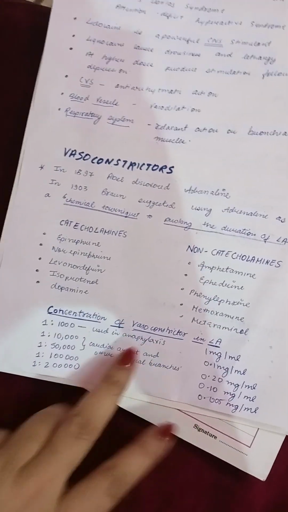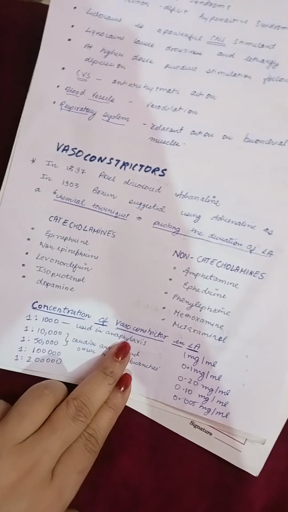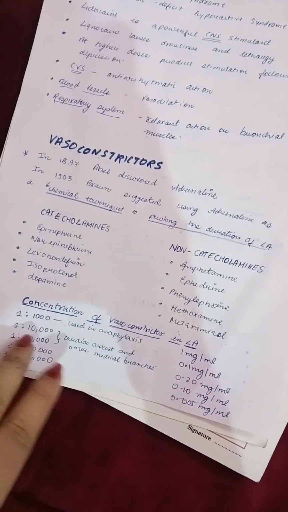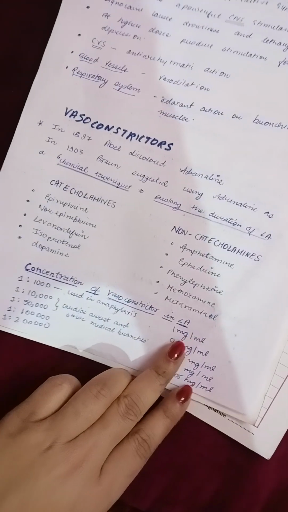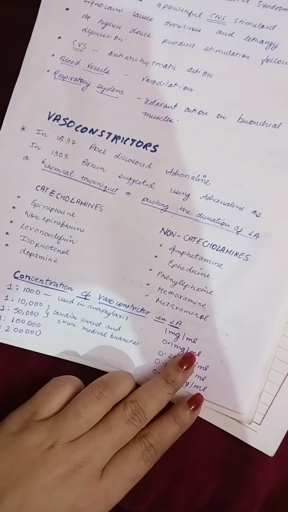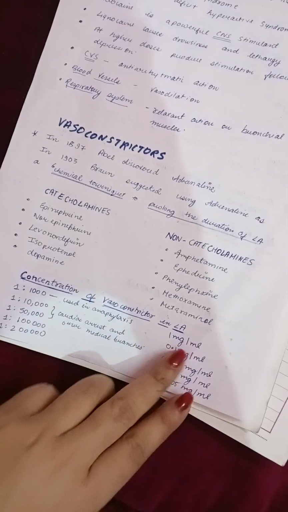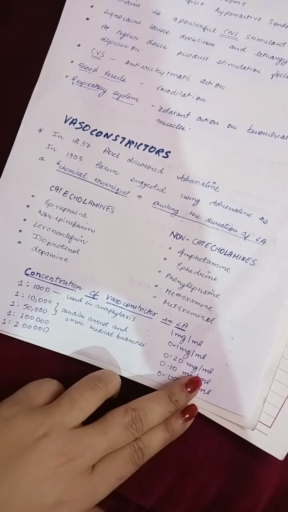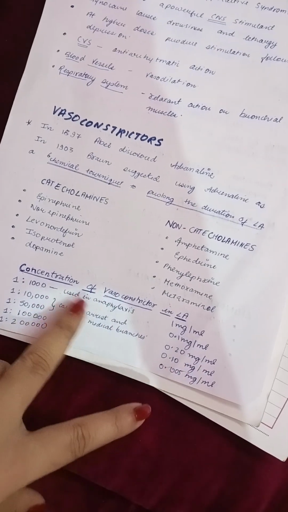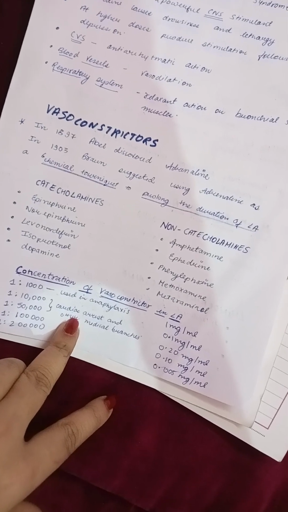Okay. Now some of the concentrations of vasoconstrictors. 1 is to 1000 is most commonly used in anaphylaxis. Okay, this is the life-saving drug in anaphylaxis. 1 is to 1000 concentration means 1 mg per ml. Okay, then 1 is to 10,000 and 1 is to 50,000. 1 is to 10,000 is 0.1 mg per ml, and 1 is to 50,000 is 0.02 mg per ml. These concentrations are mostly used in cardiac arrest and other medical branches.